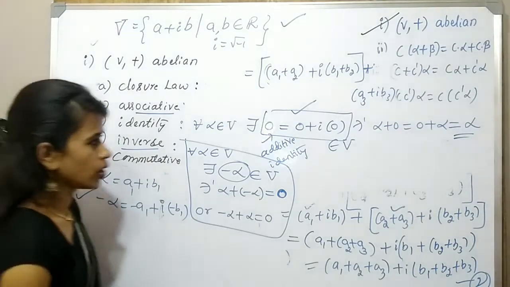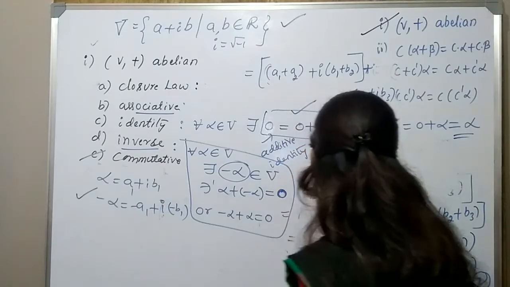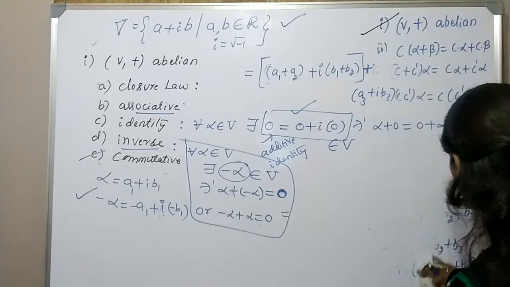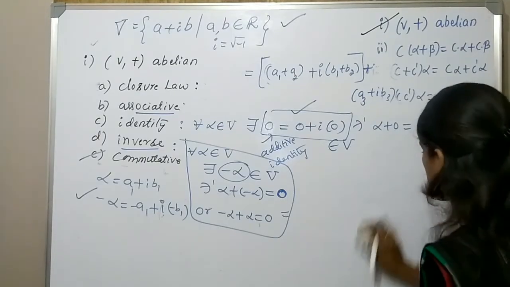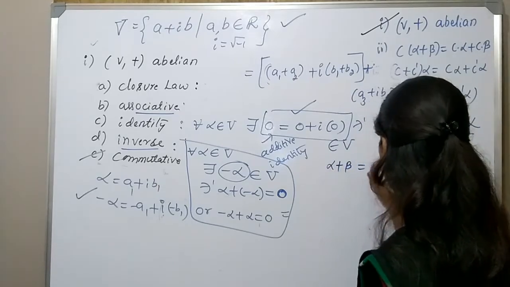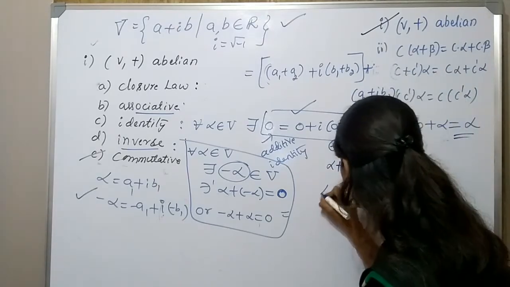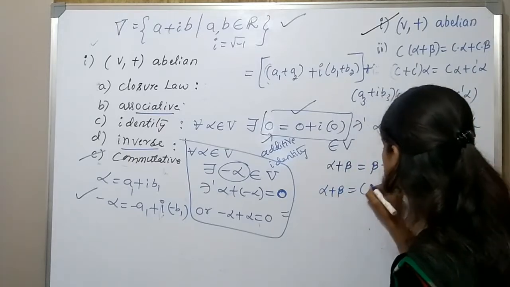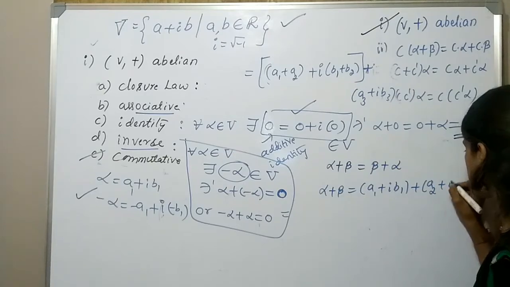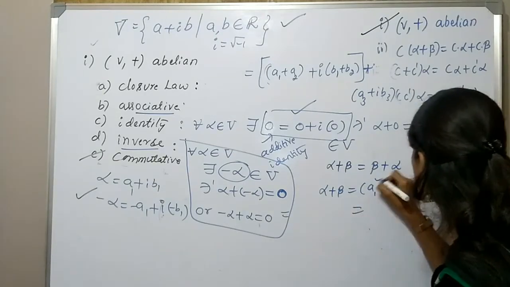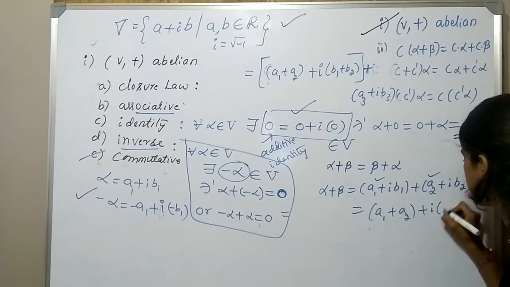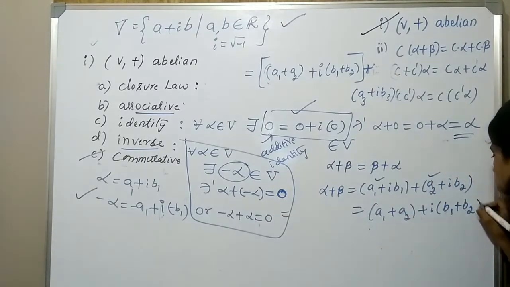Next, commutative law. What do you mean by commutative law? Commutative law means for all alpha, beta belonging to V, alpha plus beta is equal to beta plus alpha. That is the commutative law. So for the commutative law, we need alpha plus beta equal to beta plus alpha. So take alpha plus beta. Consider what alpha plus beta is: A1 plus i B1, and beta is A2 plus i B2. So take the real part first, A1 plus A2, plus i into the imaginary part B1 plus B2.